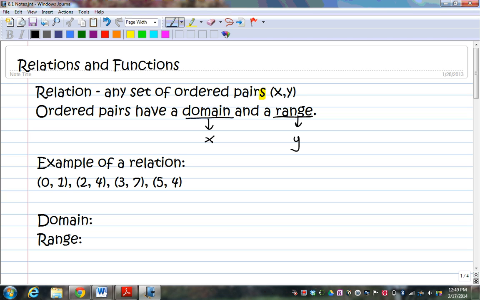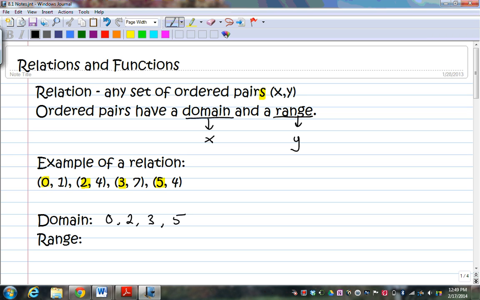So I have an example here of a relation. I have a set of ordered pairs. If I wanted to write the domain, then I would look at what each of the x values are, and I would write those down. So I'm going to write down 0, 2, 3, and 5.